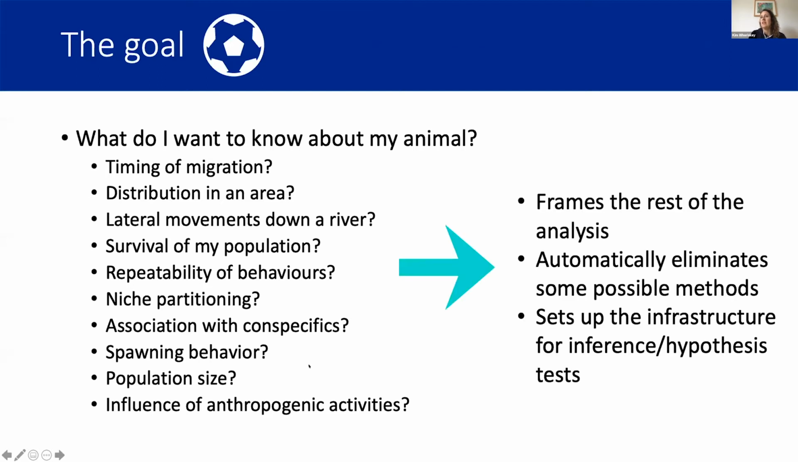So the goal is going to frame the rest of the analysis. And hopefully you're already going to have this because it's included in the whole grant writing process. So it should all be figured out, I guess, from the beginning. It's also going to automatically eliminate some possible methods just based on your study design and things like that. And it's going to set up the infrastructure for inference and hypothesis tests. So whatever you want to actually formally test statistically.